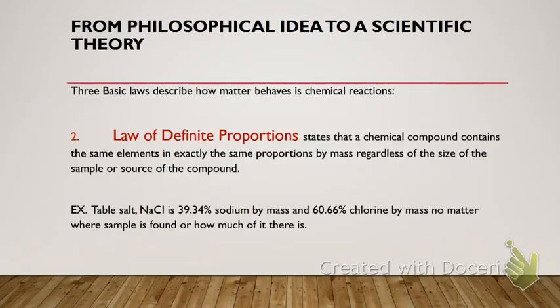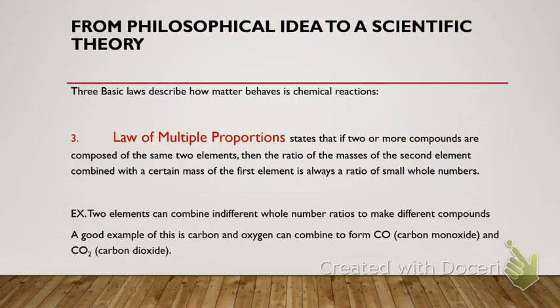Okay, so that's the law of definite proportions. The law of multiple proportions we also talked about in the first chapter, and that states that 2 or more compounds composed of the 2 elements, although they can form different compounds, they still do so in a fixed ratio. For instance, carbon and oxygen can form carbon monoxide, or they can form carbon dioxide. That's just one example. Carbon and hydrogen can form who knows how many compounds because they share electrons, so they can do all kinds of crazy things.